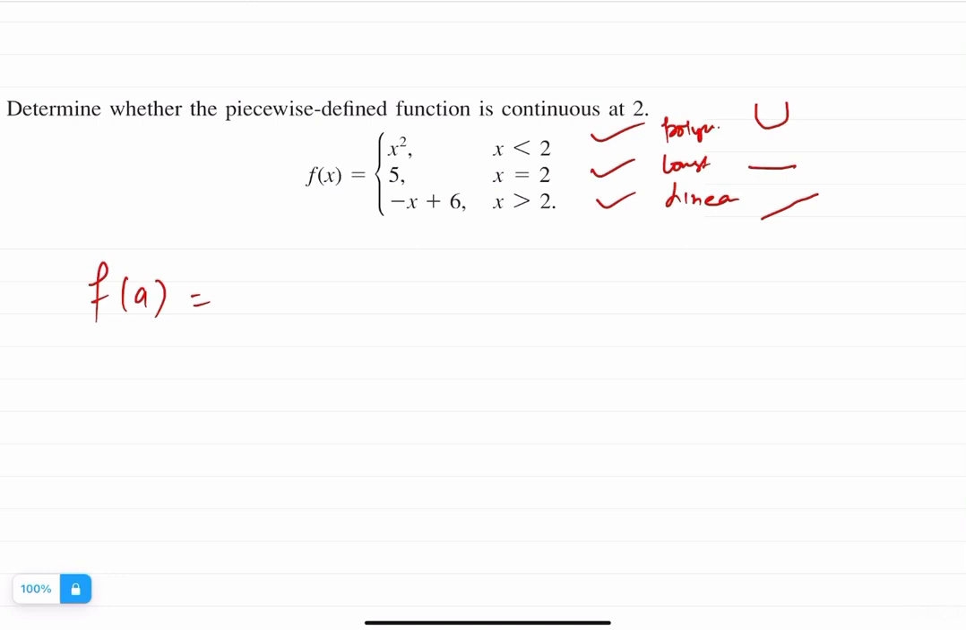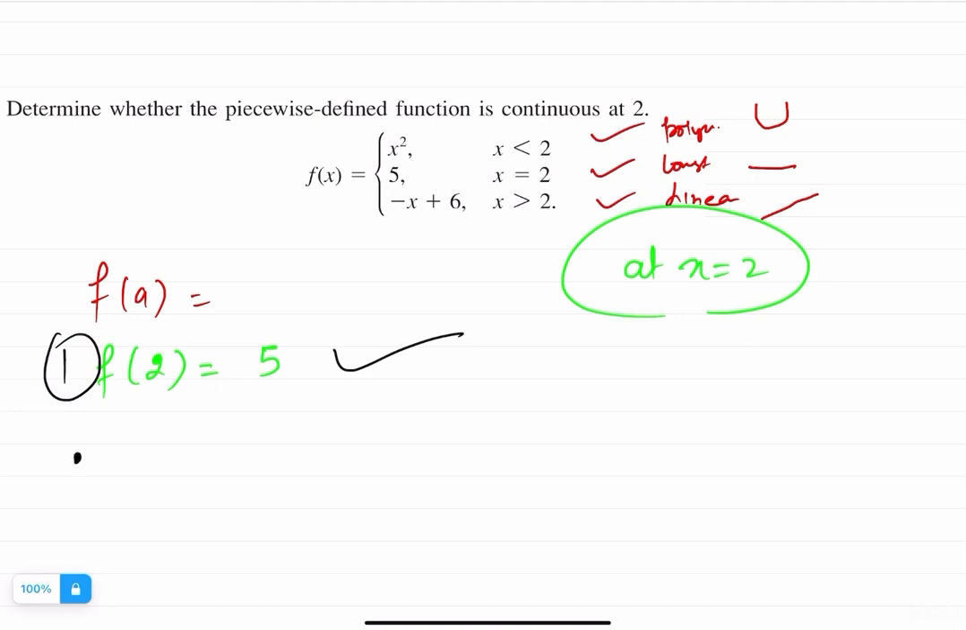We have to check continuity. Individually, they are continuous functions, but we have to check continuity at x equal to 2. First, we will check if the function is defined for f of 2. Yes, the function is defined for f of 2. We will take the second piece. The output that we're getting is 5. First condition is met.